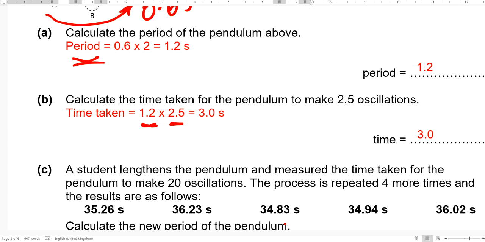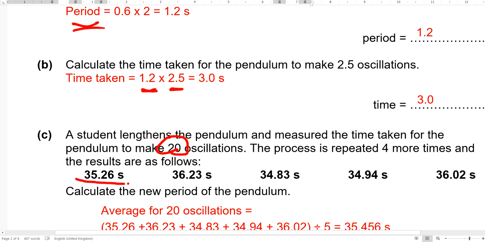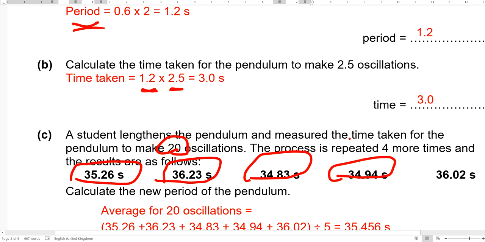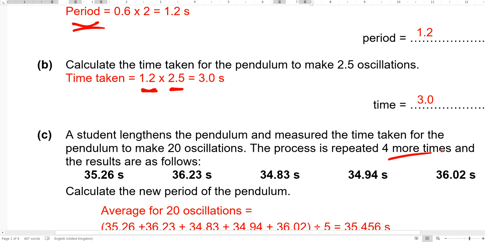So this student now lengthens the pendulum, and measures the time taken for 20 oscillations. So the process is repeated. These are the results. These are the times for 20 oscillations, all of them for 20 oscillations. How many times did he do the experiment? He did another 4 times. So total he did 5 times. Now, calculate the new period of the pendulum. Why is he repeating the experiment so many times?